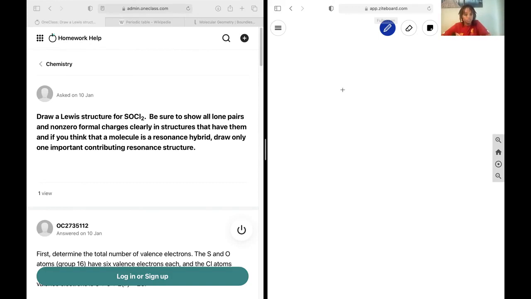Next up, we would like to draw a Lewis structure for SOCl2 and show any lone pairs, non-zero formal charges, and if it has a hybrid, if it's a resonance hybrid, draw them.